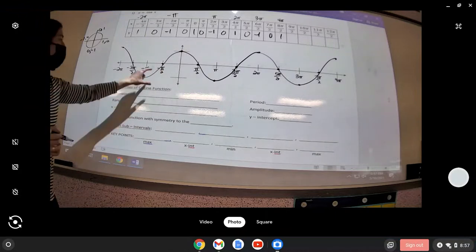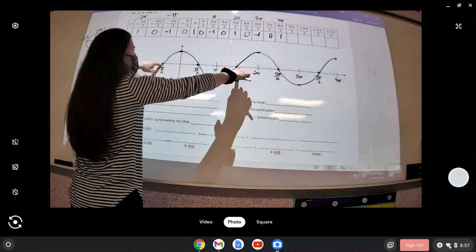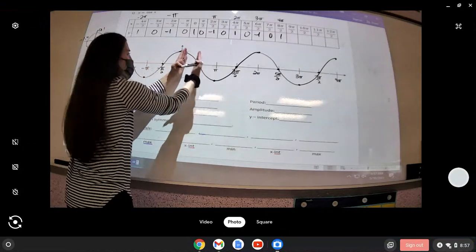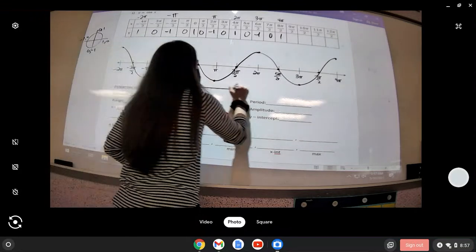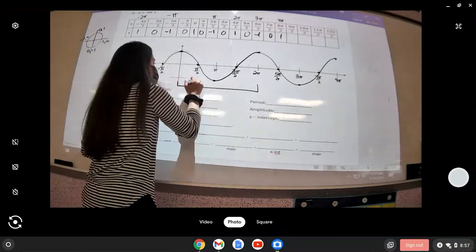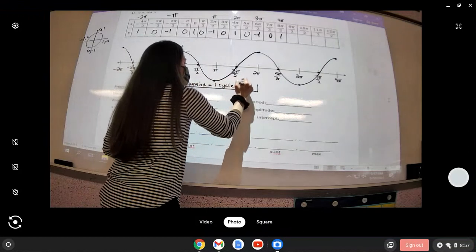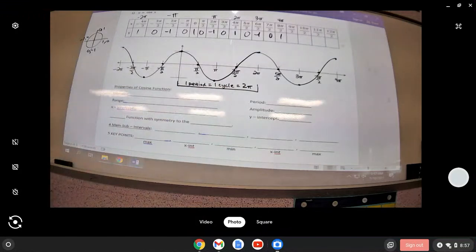Okay? But guys, if you look, if I went back to pi over 2 to 3 pi over 2, what wave is that? That's the sine wave. It's just shifted back pi over 2. So the cosine is just a transformation of the sine graph. All right, but it goes from 0 to 2 pi. This is 1 period, which is 1 cycle, which is 2 pi radians. It takes 2 pi radians to create a cosine wave.